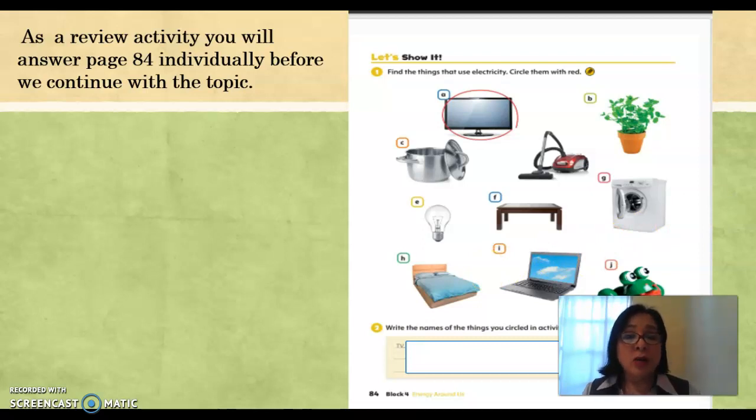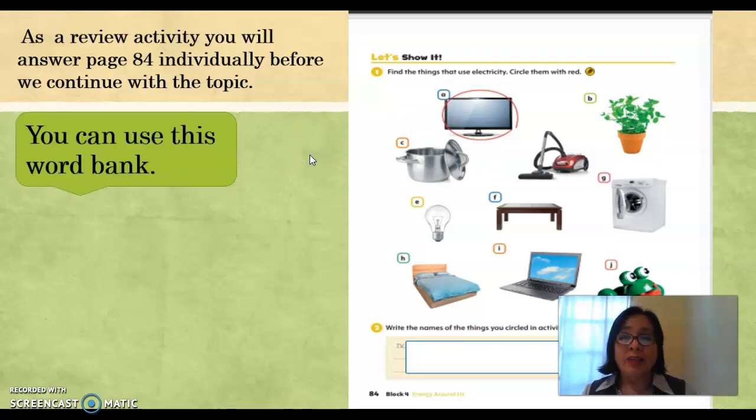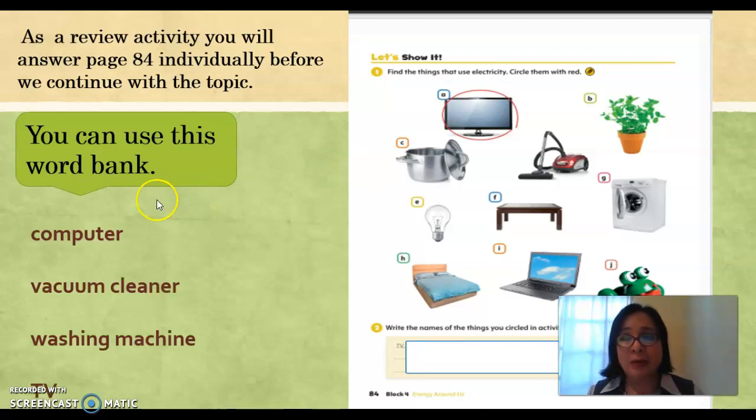When you have done so, in exercise number 2, you will write the name of the things you circled in activity 1. In case you don't remember the words or have problems writing them out, I have given you a word bank. This is a word bank: computer, vacuum cleaner, and washing machine. Okay? You will do it individually. Remember, circle with color red all the items that use electricity.